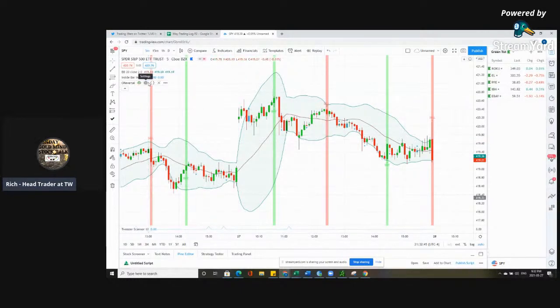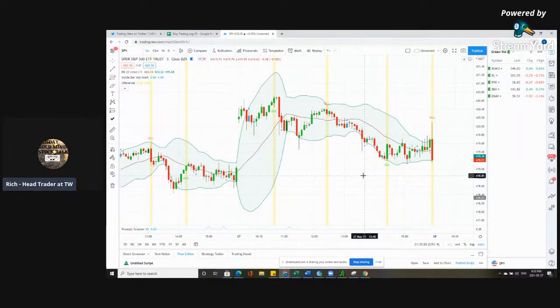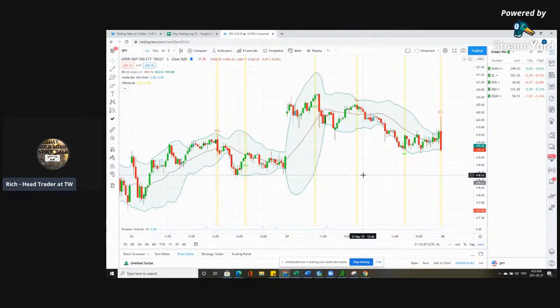But personally, I have my own strategy. So what I'm going to do here is we're going to hit that settings and we're going to put this thing to yellow. Okay, so yellow, like that. And background color, yellow. There we go. Okay. So at this point, your chart should look like mine if you're doing it with me.